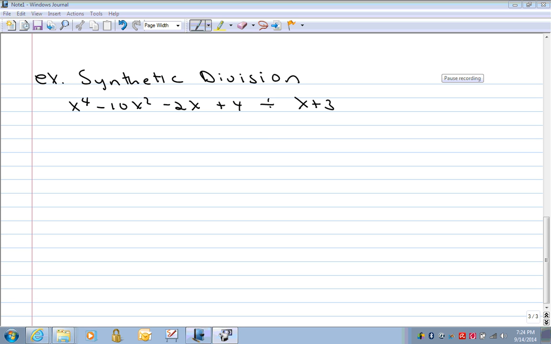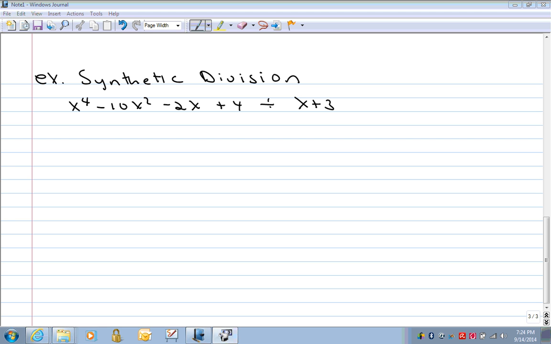Let's take a look at synthetic division. There is a place for both, and actually when we get to rational functions, long division can help us find the equation of our slant asymptote. So there is a reason for both, and one sometimes is more convenient than the other, depending on the information that you're given.